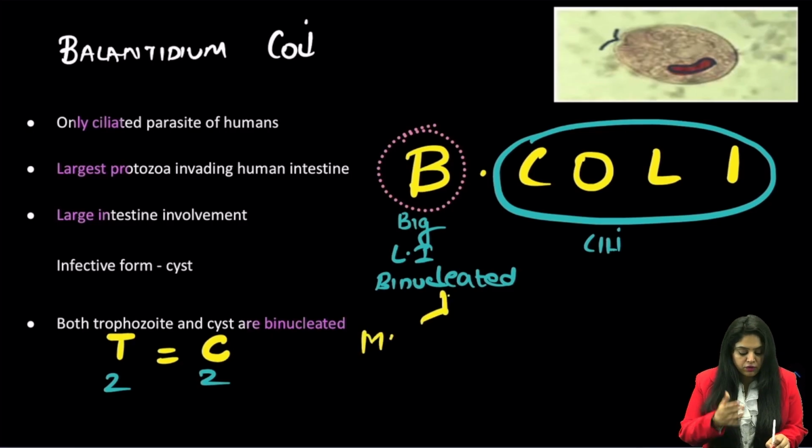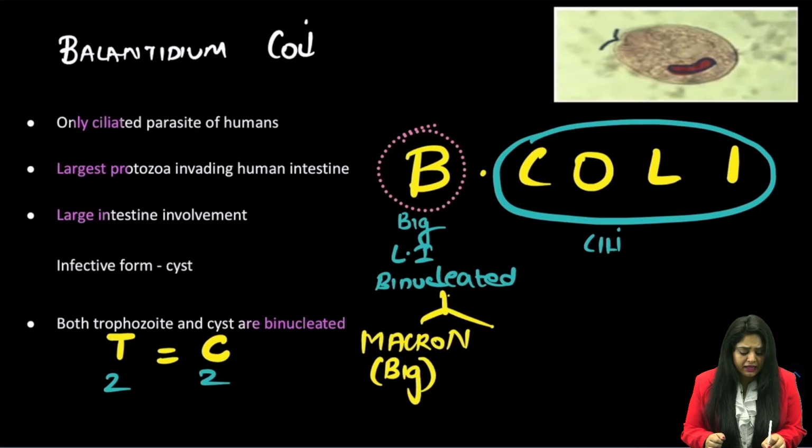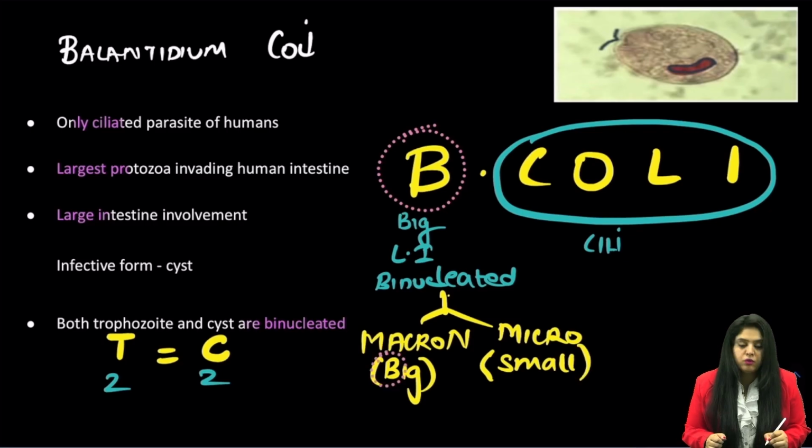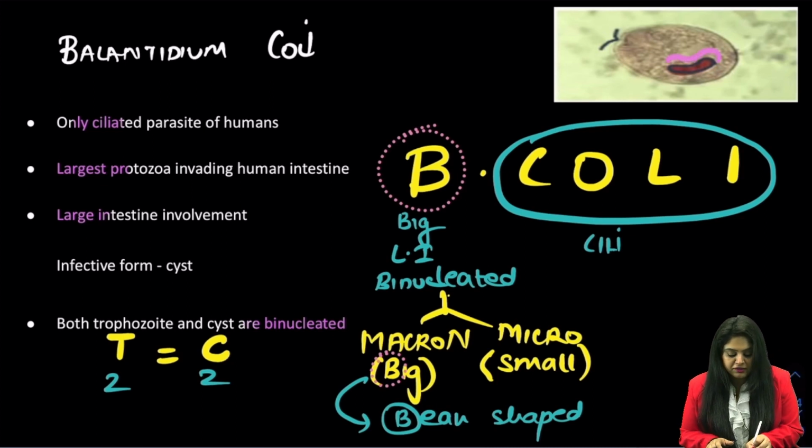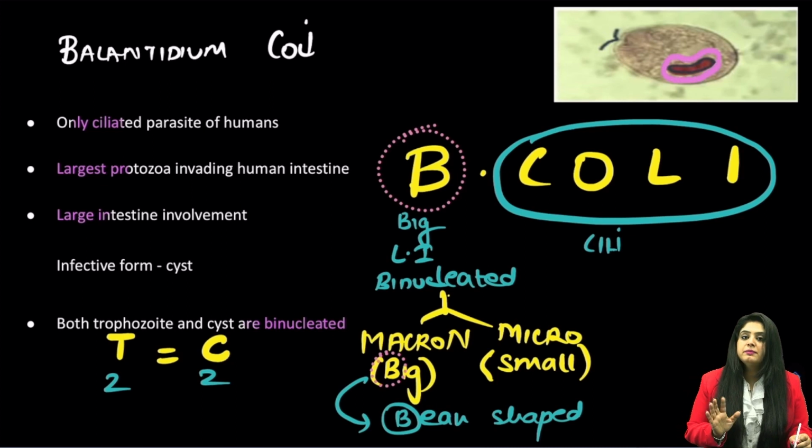So there's a macronucleus, which I'm calling the big nucleus. And then there's a micronucleus, which I'm calling obviously the small nucleus. So what do you think is the alphabet that I am going to go for? B, big, because I know that B for big and B for bean. This is the bean-shaped nucleus. So guys, have a look at the picture above. All of you can visualize there is a bean-shaped nucleus. That means it is Balantidium coli.